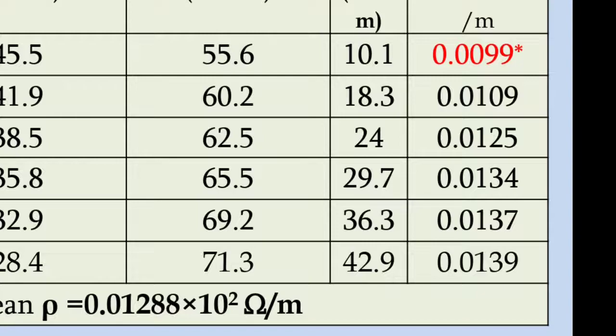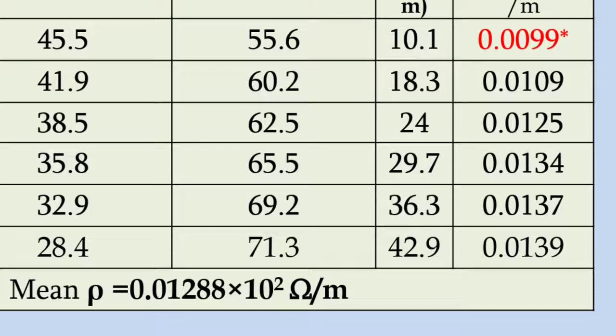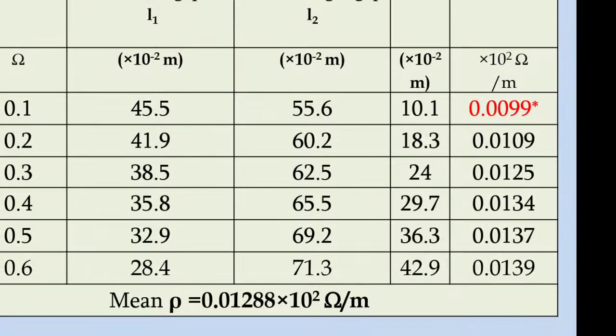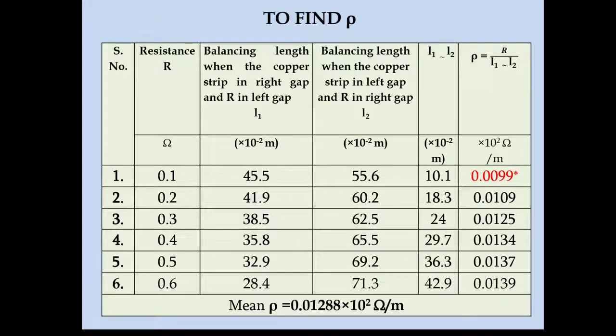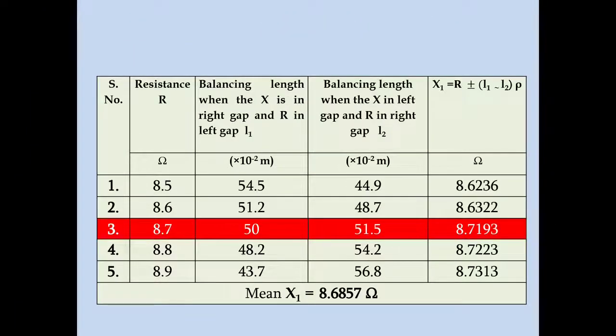So in your notebook, if you find that one particular value seems to be smaller or higher than the others, you can neglect it and you can highlight it by putting a cross mark near it. So I have left the first value and taken the other 5 values, added these 5 values and divided by 5 to get the mean rho as 0.01288 into 10 power 2 ohm per meter.